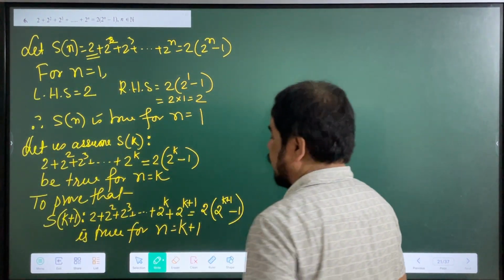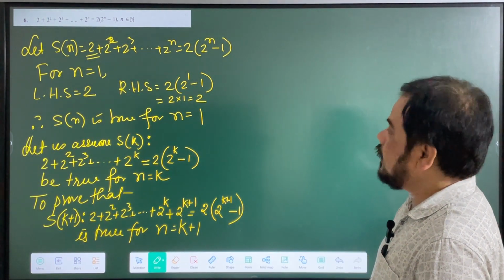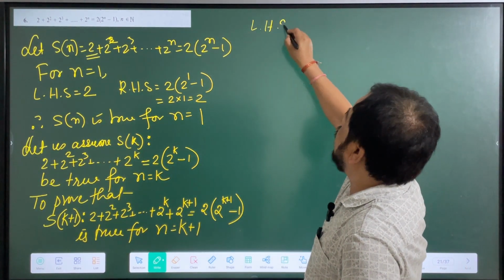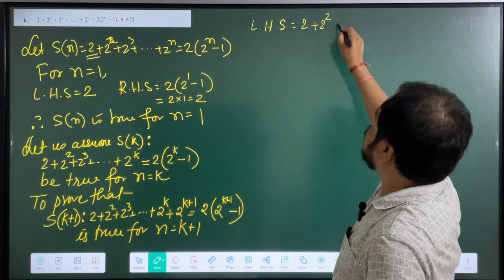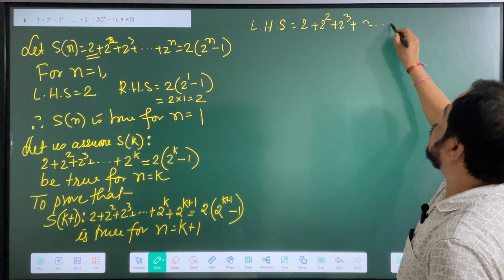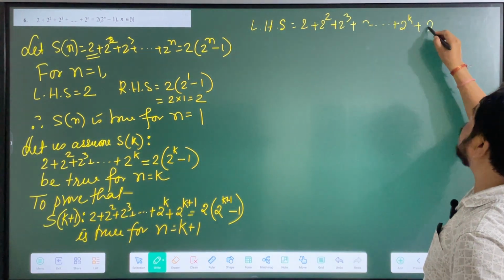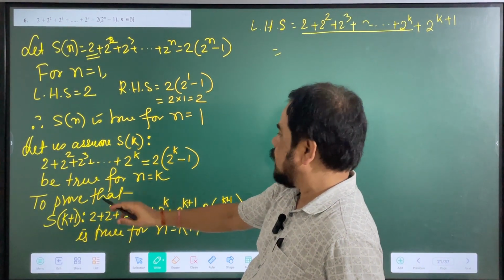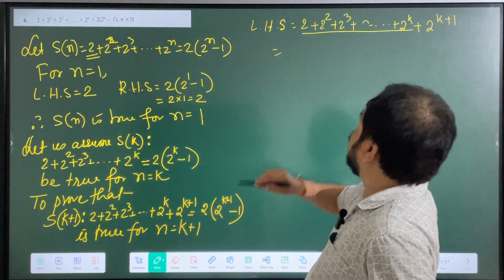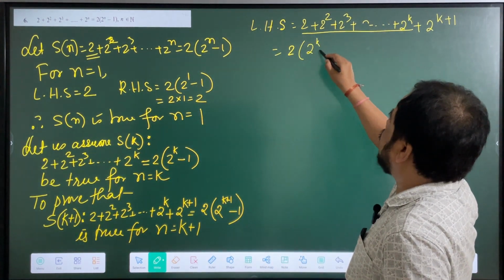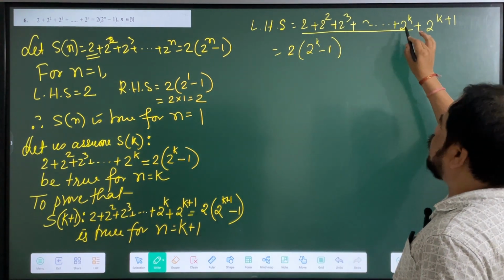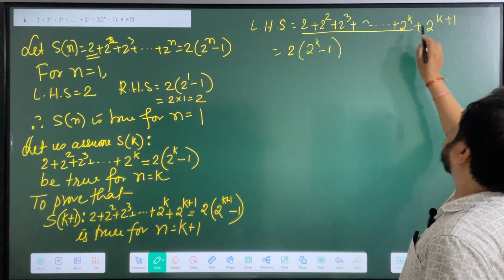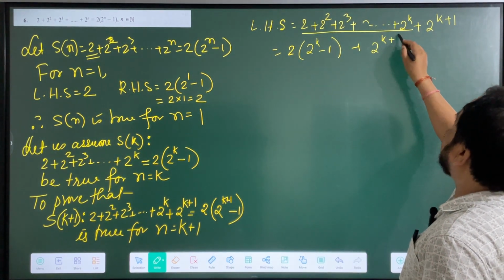Now we have to do the calculation for the left hand side and the right hand side. We will do the calculation for the left hand side. Let us write the left hand side: 2 plus 2 square plus 2 cube plus 2 to the power k plus 2 to the power (k plus 1). So this one, what can be written? 2 into (2 to the power k minus 1). You have understood this one, I think, because in each and every sum I have been applying this method, which is easy for you. Plus 2 to the power (k plus 1).